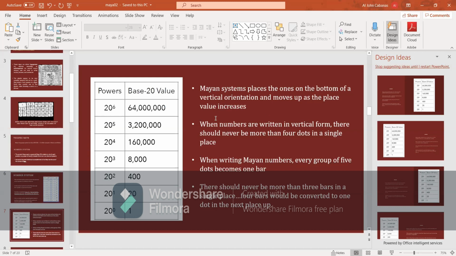And then when numbers are written in vertical form, there should never be more than 4 dots in a single place. So always remember na bawal magkaroon ng mas marami pa sa 4 dots. Okay? And then every group of 5 dots becomes 1 bar. So kapag naging 5 na yung dots, that's equivalent to 1 bar. Okay? So isusulat na natin yung dots, hindi na 5 dots kundi 1 bar.